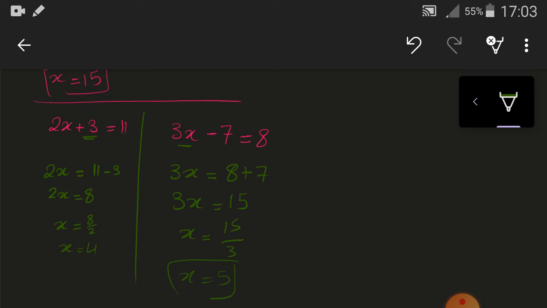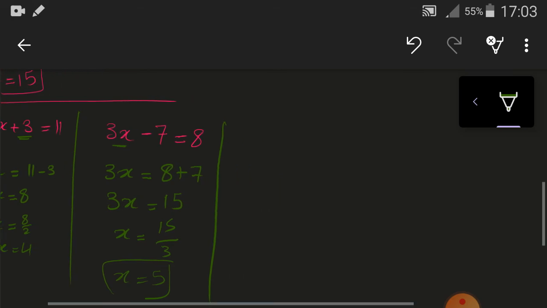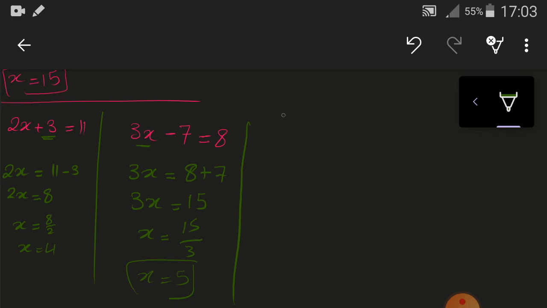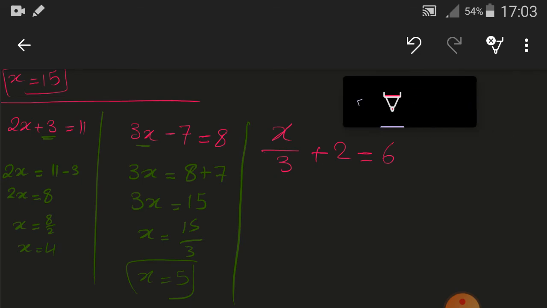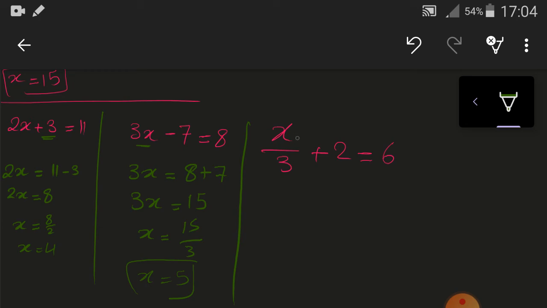These are simple and easy examples for solving unknowns in one variable. What if it was division, for example? x over 3 plus 2 equals 6. I'm trying not to make you confused. Then you will keep the first, x over 3, and you will send this to the other side. It will be 6 minus 2, so x over 3 will be 4.